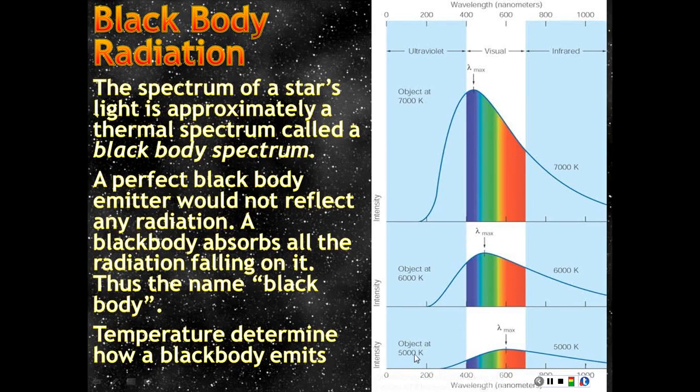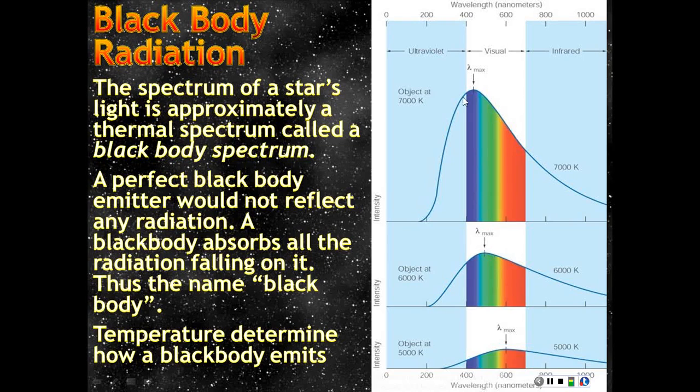At 5,000 Kelvin, I have more red light than blue light, but the peak is somewhere around orange. If I go up to 6,000 Kelvin, which is approximately the temperature of the sun, I have more green light than anything else. I have less blue light and even less red light, but the color that my star will appear is the combination of all of these, so it tends to be kind of yellowish white.